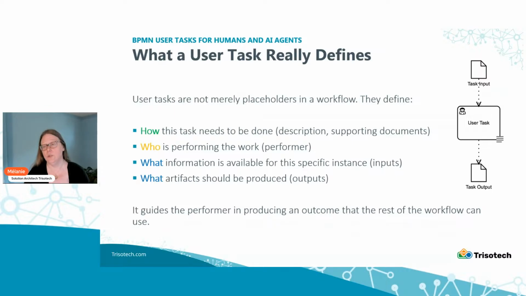So now, what is a user task? A user task is really a task assigned to a user in the BPMN model, but it's not just a placeholder to say, hey, someone needs to do something. They are actually defining how that task needs to be done. So with the description, you can also have some supporting documents. You can definitely say who should be doing the work. So it can be a group, an assignment expression, a named user, or an AI performer. And you can define what is the context of the task, what it would get as an input for that specific instance of the task, and what it should produce, so the task outputs.